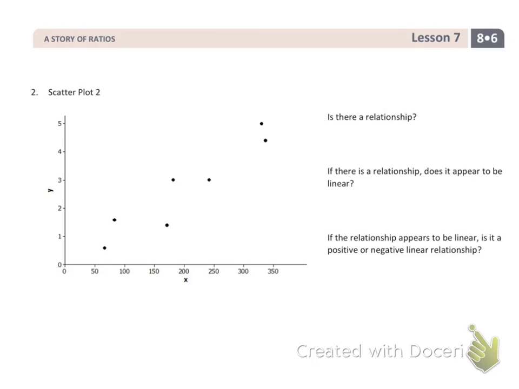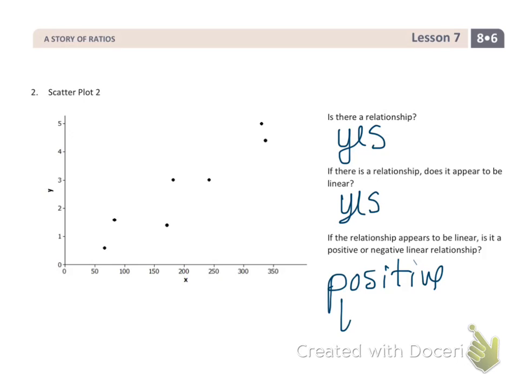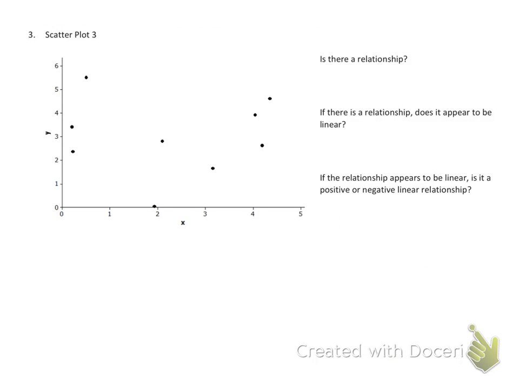All right, so for number 2, I would say yes, there is a relationship and it does appear to be linear. If I were to draw a line through these points, it could go right through here. And so that would be a positive linear relationship. Okay, positive linear relationship. Scatter plot 3.